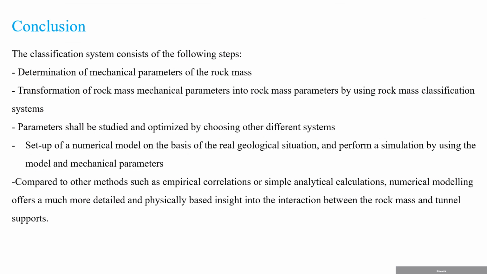Conclusion. The classification system consists of the following steps: determination of mechanical parameters of the rock mass and transformation of rock mechanical properties into rock mass parameters. Parameters shall be studied and optimized by choosing other different systems. Set up a numerical model on the basis of real geological situations and perform simulation using the model and mechanical parameters. Compared to other methods such as empirical correlations or simple analytical calculations, numerical modeling offers a much more detailed and physically based insight into the interaction between the rock mass and tunnel supports.